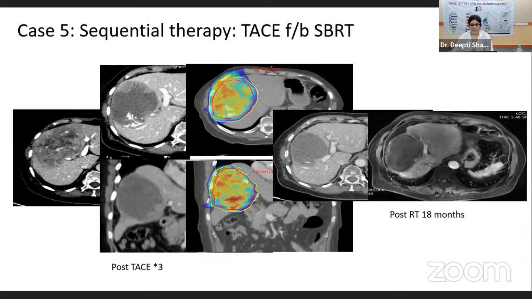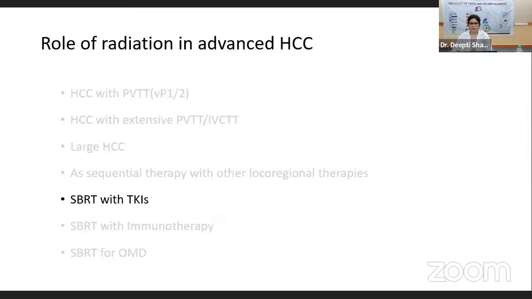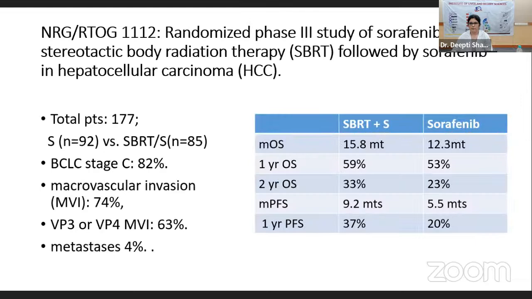Now, SBRT with TKI. As per the RTOG 1112 trial paper from Laura Dawson et al., published in JCO 2023, this study showed that the combination of radiation therapy with sorafenib, or any TKI if it is of preference, should be used in patients, and it resulted in an improvement in median overall survival and median progression-free survival.